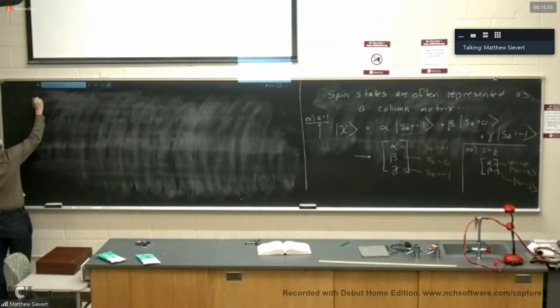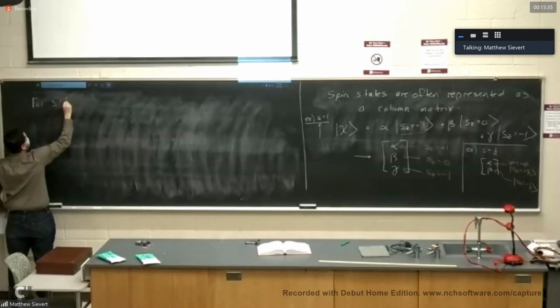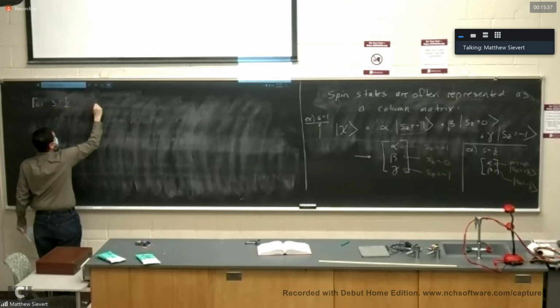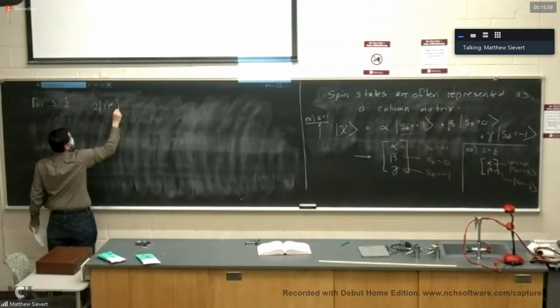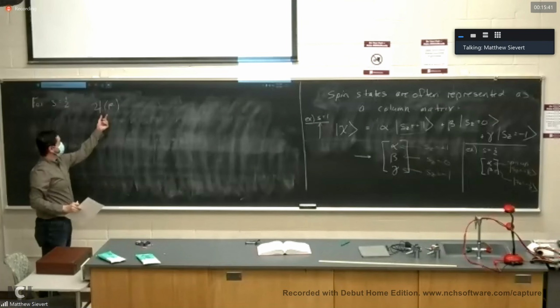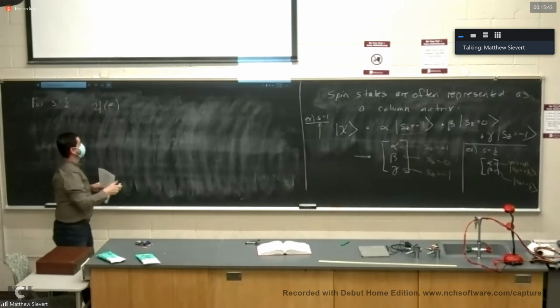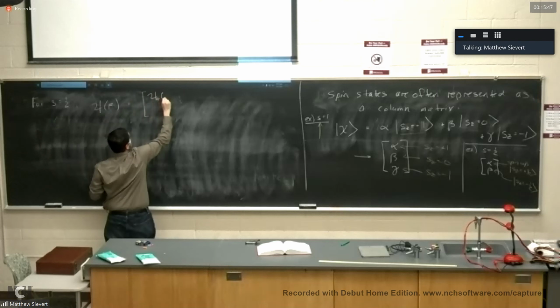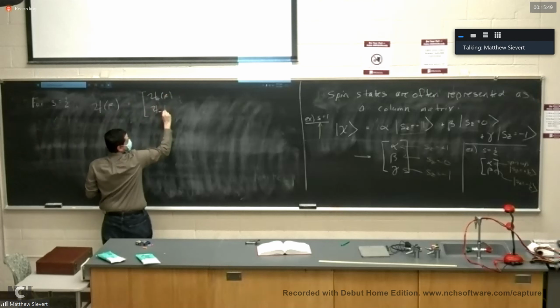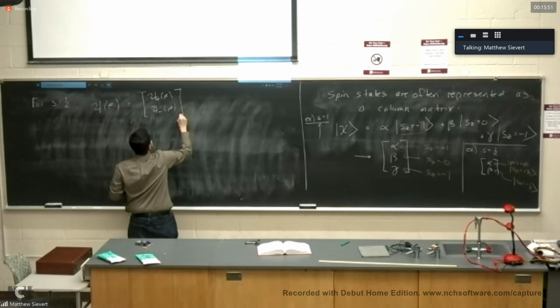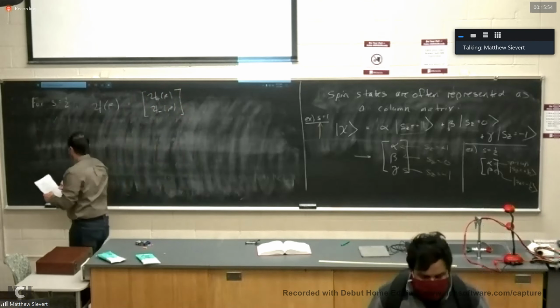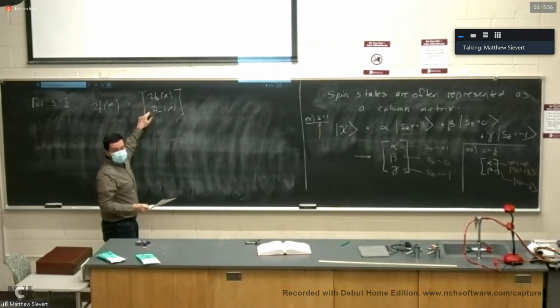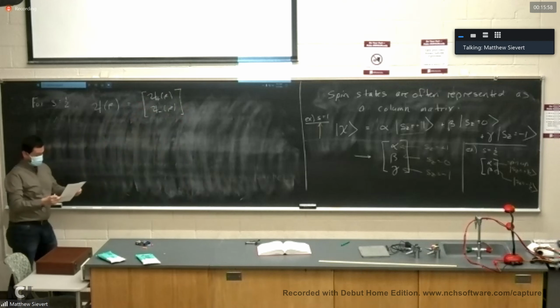So for example, for a spin 1/2 particle, the wave function psi of r really tells you not just the position information, but also each of the spin degrees of freedom. So this is sometimes written as a column matrix, something like psi plus of r, psi minus of r. And again, you need to remember what each of these things means in terms of the spin information as it's represented.